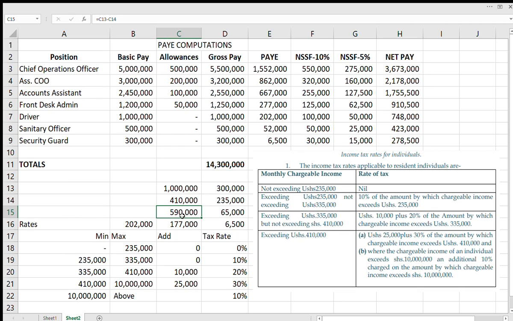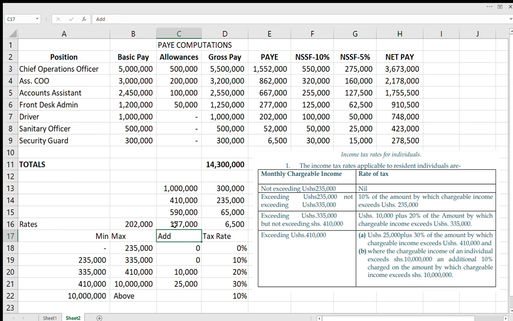So from this is now what you call the chargeable income. This is the chargeable income, the amount that has gone above the minimum threshold. So that one, you now charge it by multiplying it with the rate.